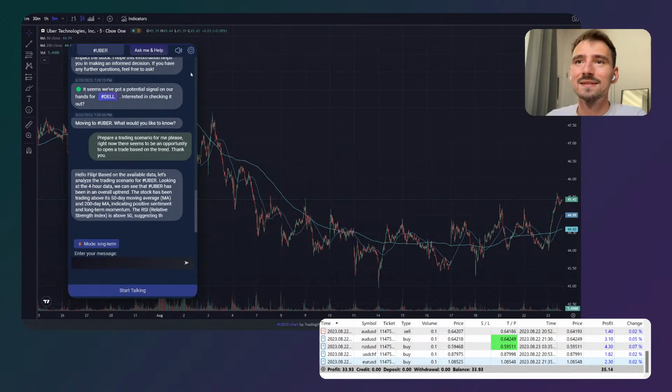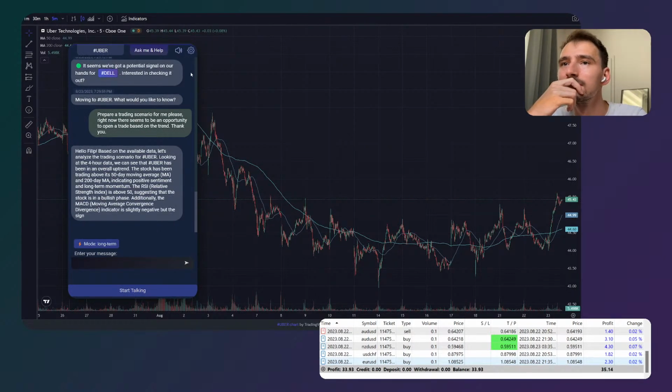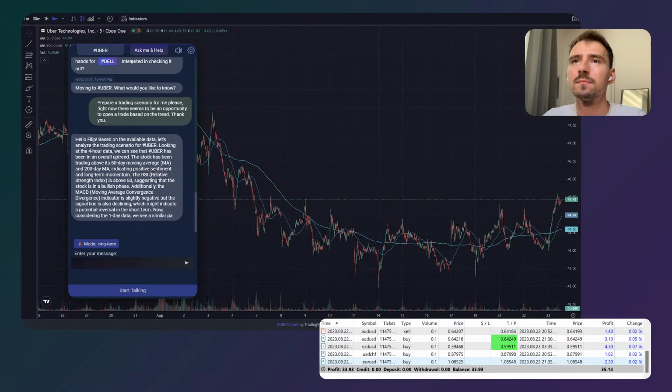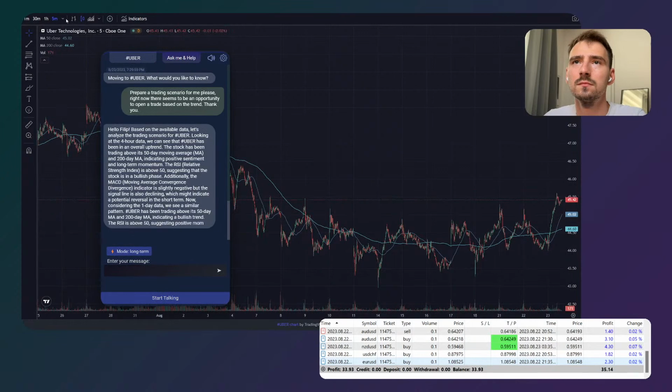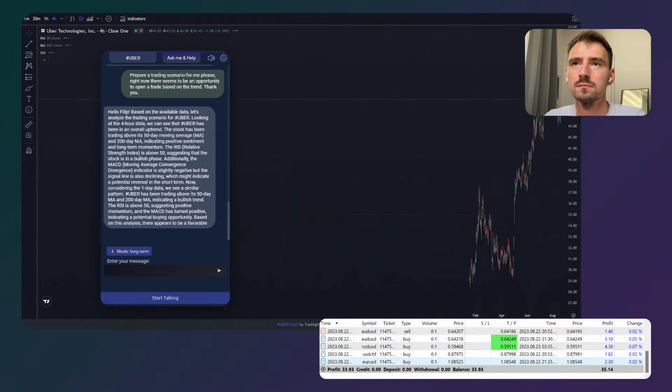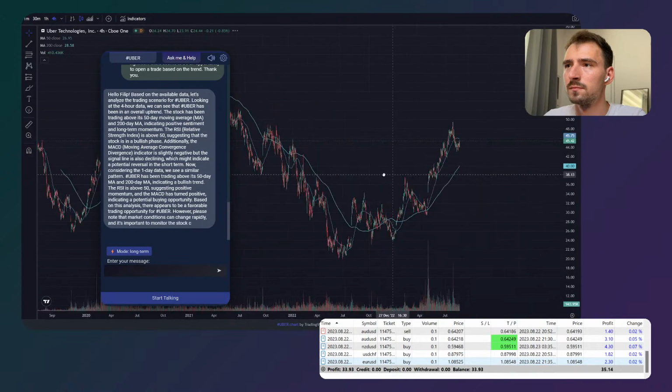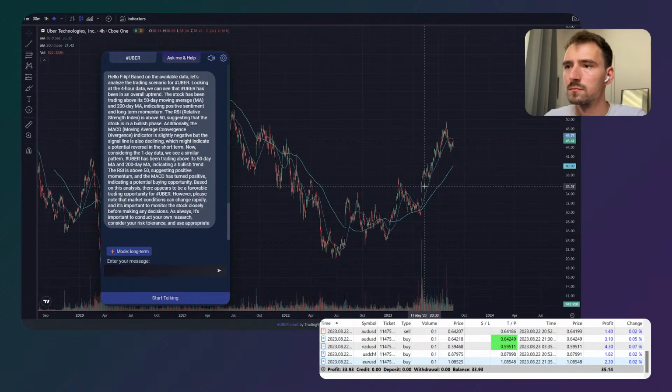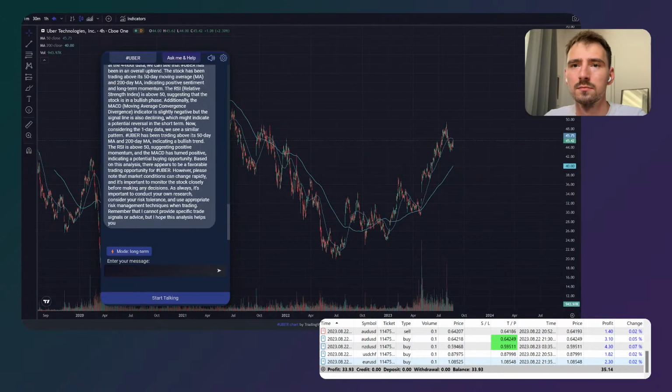Analyze the trading scenario for #UBER. Looking at the 4-hour data, we can see that #UBER has been in an overall uptrend. The stock has been trading above its 50-day moving average, MA, and 200-day MA, indicating positive sentiment and long-term momentum. The RSI, Relative Strength Index, is above 50, suggesting that the stock is in a bullish phase. Additionally, the MACD, Moving Average Convergence Divergence, indicator is slightly negative, but the signal line is also declining, which might indicate a potential reversal in the short term. Now, considering the one-day data, we see a similar pattern. #UBER has been trading.